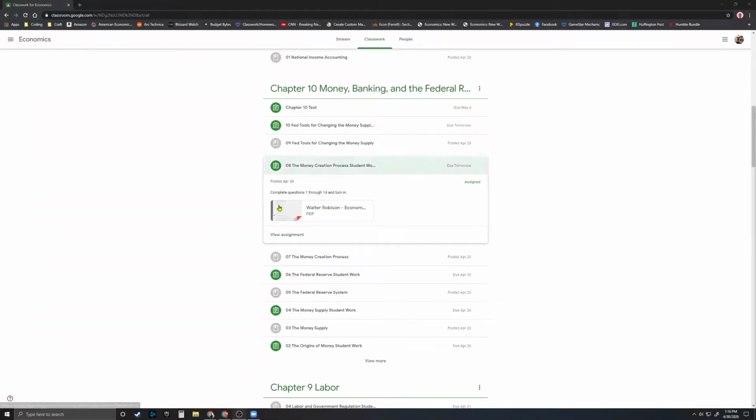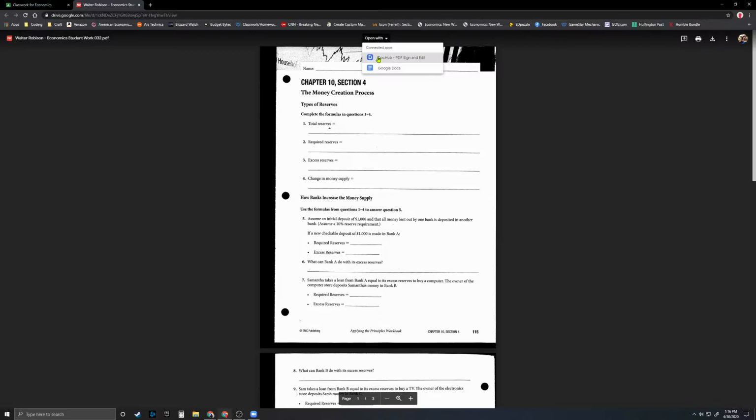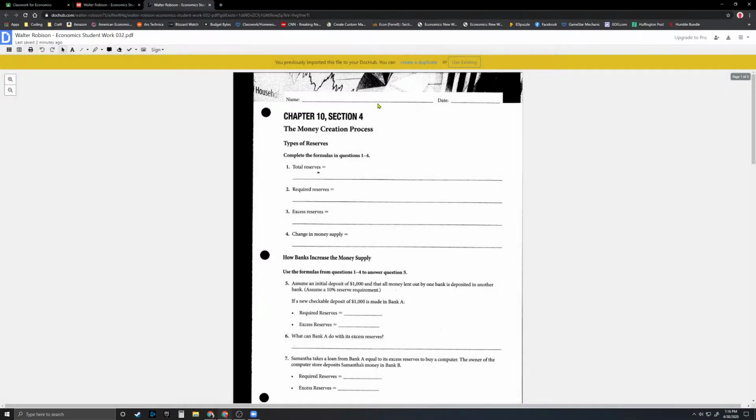All right, guys, so we're working on the money creation process student work. I'm going to do this as if I was a student. Remember, you're going to open it in a new window. You're going to open it with DocHub. And I already did some work on here, so that's why it says create a duplicate or use existing.